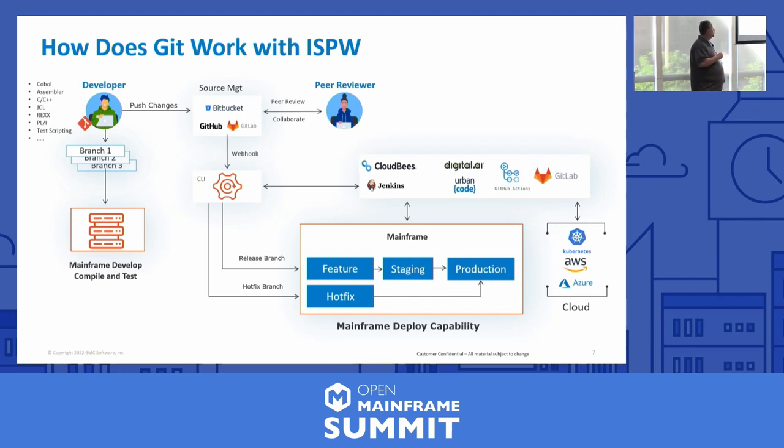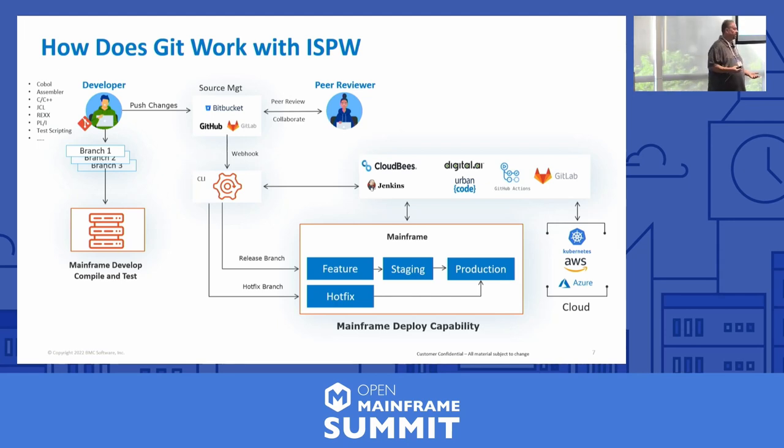So Git development works exactly the same way, regardless of what system you're using. Git works the same regardless of whether you're doing distributed development or mainframe development. A developer branches the code off of a repo, creates a feature branch. They do their work, they build it, they test it. When they're done, they do a pull request and check those changes back into a source code management system. From there, there's probably a peer review of some kind set up with a lead. Once those changes are good, they're merged into the main branch and they're set.